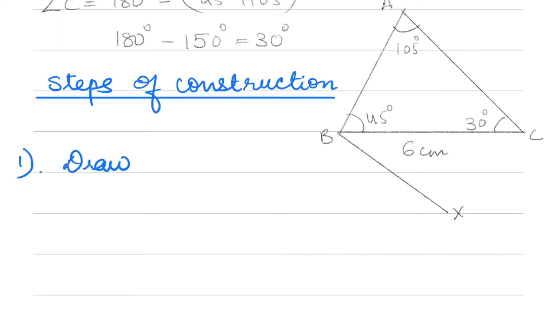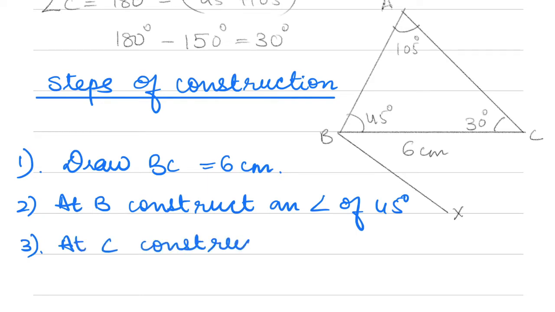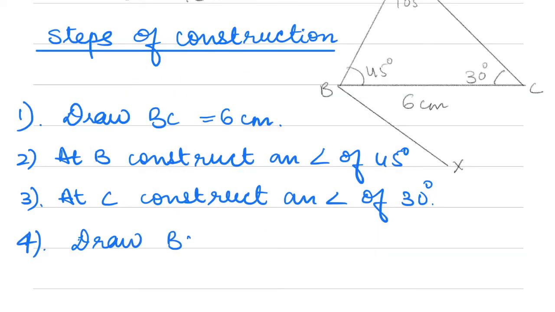First, draw BC equal to 6 cm. Then at B, construct an angle of 45 degrees. Third, at C, construct an angle of 30 degrees. We got the triangle ABC. Now fourth, draw BX outside the triangle.